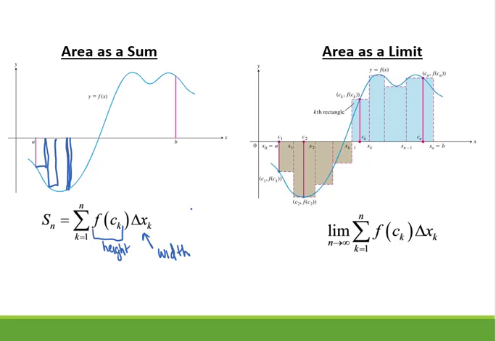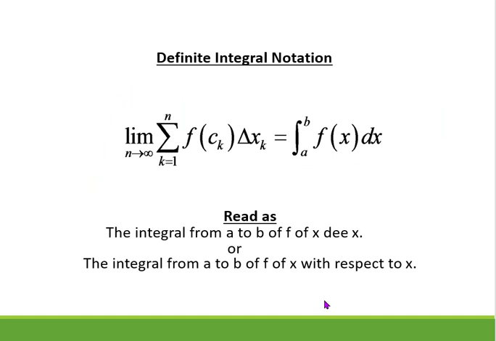And what we're going to be doing today is looking at this definition and trying to figure out the function and the interval that we're finding the area over. And this is how we find what we call the definite integral. So our definite integral is the limit as n goes to infinity of this function is equal to this.